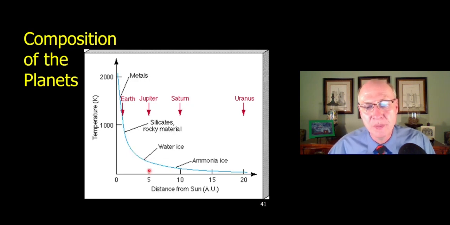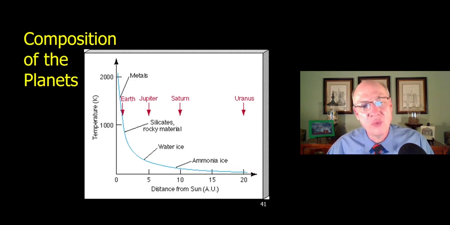And you'll notice where Jupiter is in our solar system, and Saturn, and Uranus, and then Neptune further out. They are all out here where there was lots and lots of ice. And then finally, way out here at the edge of the solar system, way off the graph out there, we have the icy bodies, Pluto.